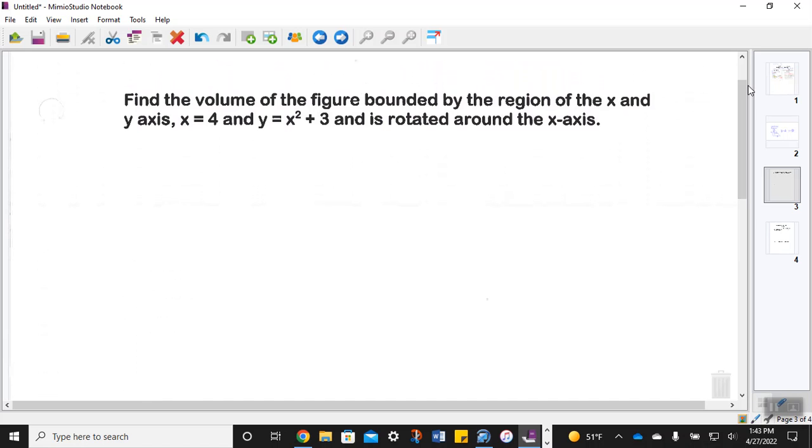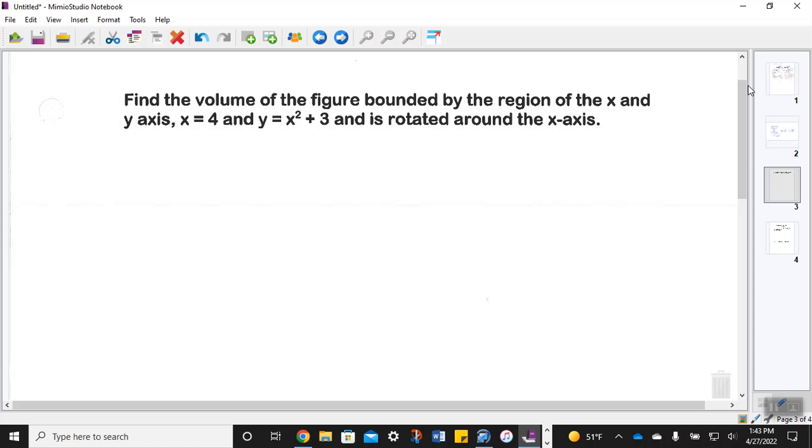Okay. Let's talk about this one here, kids. I'm going to kind of use Desmos to help us visualize this a little bit. But it says find the volume of the figure bounded by the region of the what? X and Y axis. X equals 4 and what else? Y equals X squared plus 3. And it's rotated around the X axis.